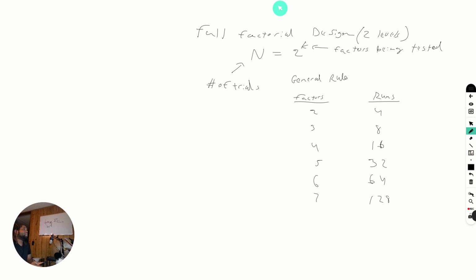Then this is the equation n equals 2^k. In your material they use 2^p. It's the same idea. So k or p is going to be the factors that are being tested, and n is going to be your trials. Okay.